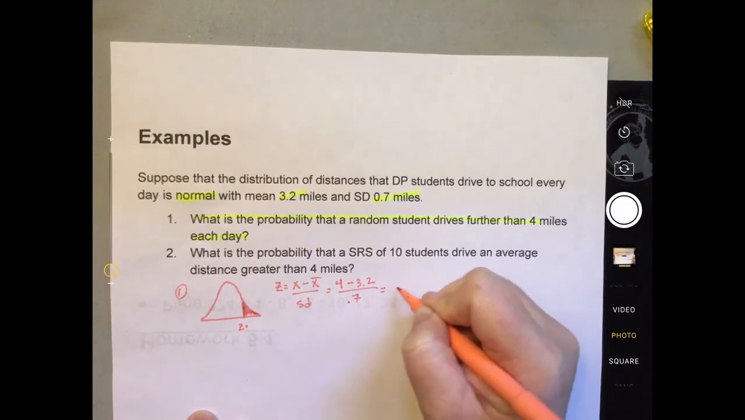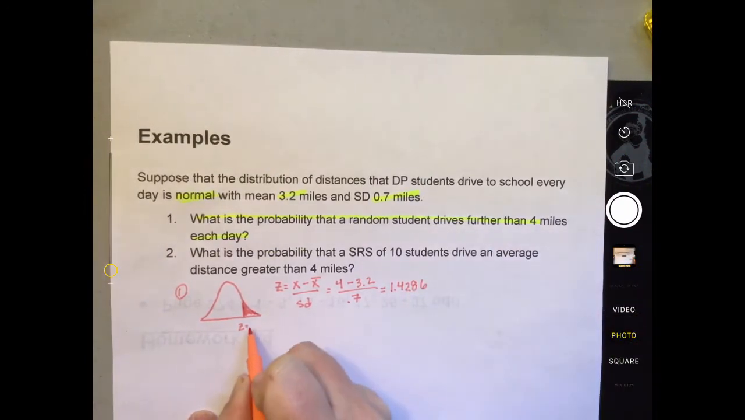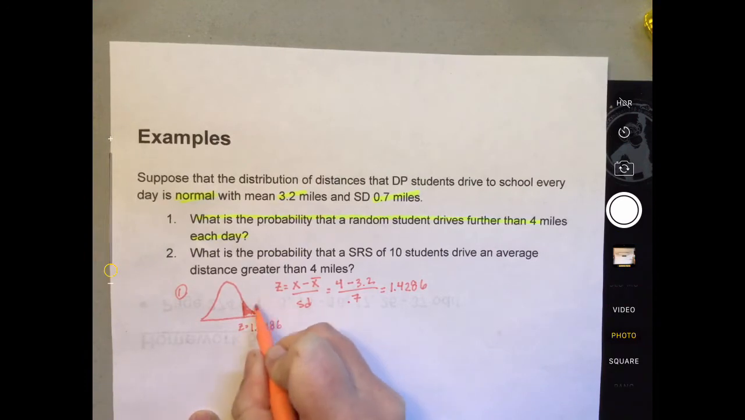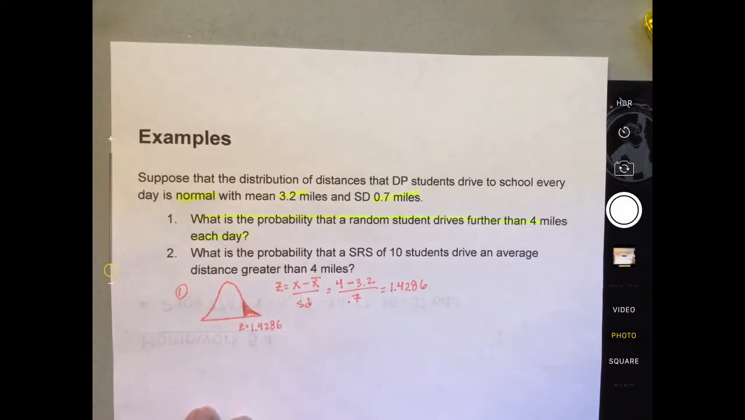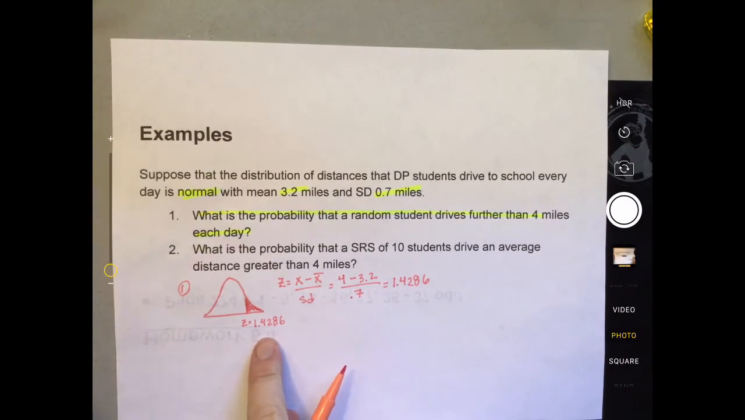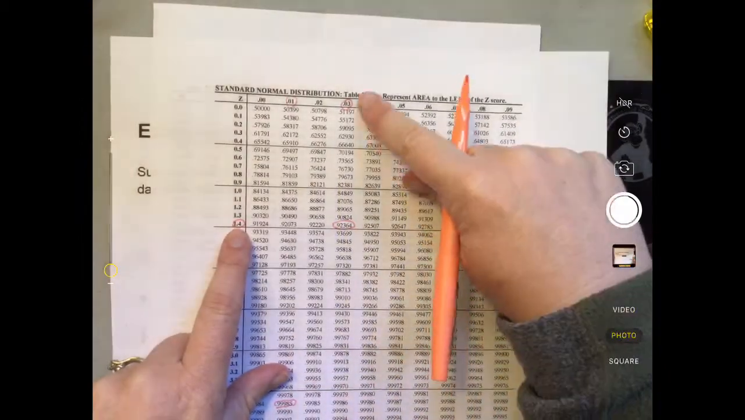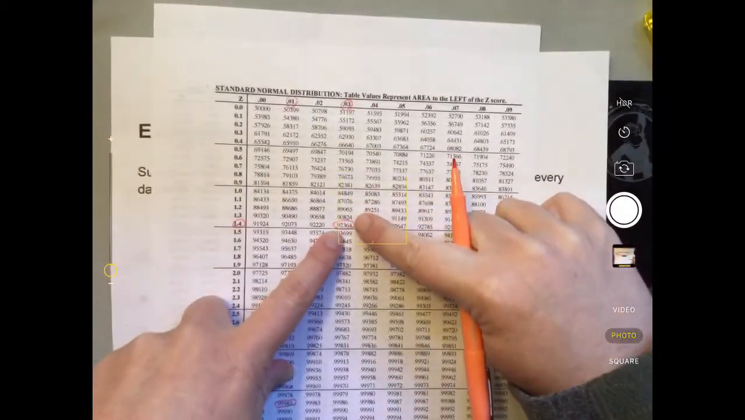When we put that into the calculator, you get 1.4286. All right, so our z-score is 1.4286, but we're looking for the area, right, or the probability. So let's first do it with your chart. We're going to look for, I'm going to do 1.43.